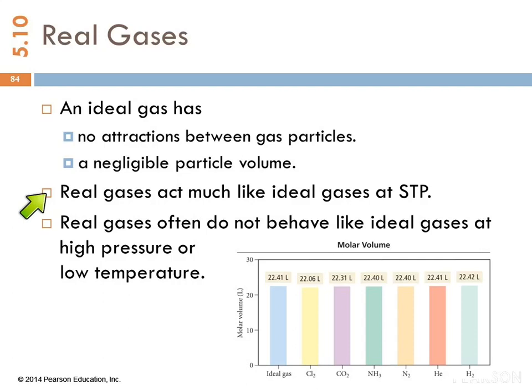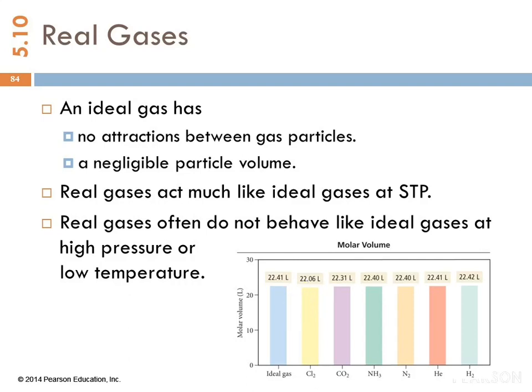At standard temperature and pressure, real gases behave much like ideal gases, and we can see that by looking at this graph, where we're comparing the molar volume of an ideal gas, which is 22.41 if you carried out one more significant figure, to the molar volumes of these other real gases. And you see that the molar volumes are quite close. In fact, helium hits it right on the nose. They're very close. Chlorine differs the most.